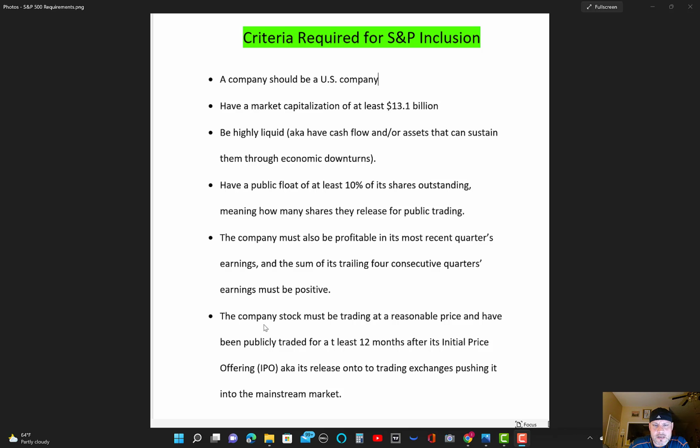Last but not least, the company stock must be trading at a reasonable price and have been publicly traded for at least 12 months after its initial public offering, or IPO. Release onto trading exchanges, pushing it into the mainstream market.